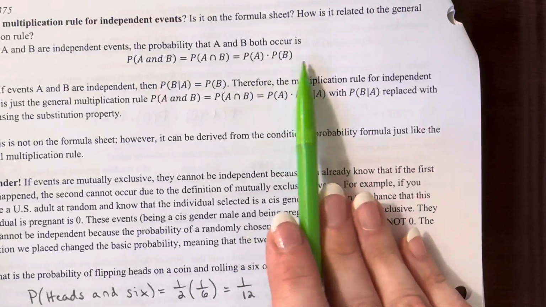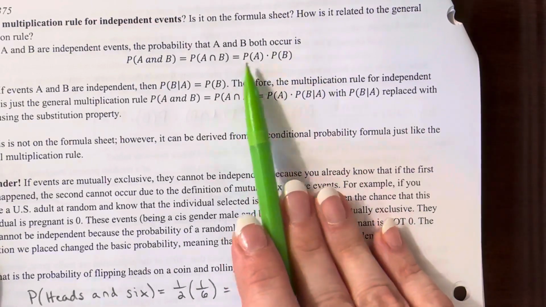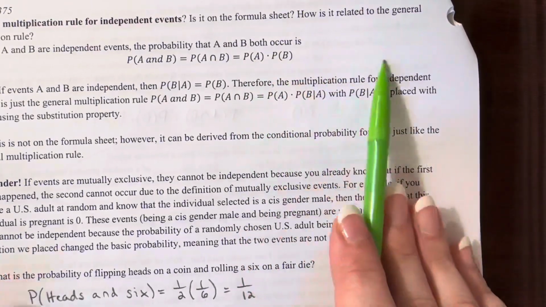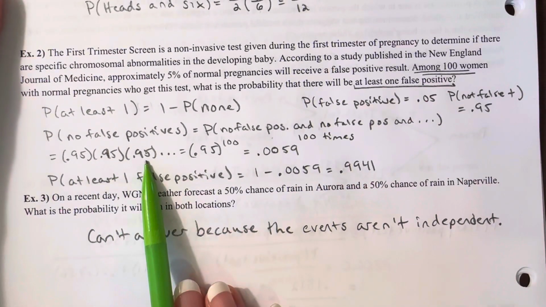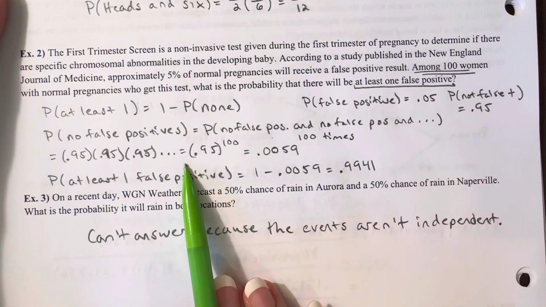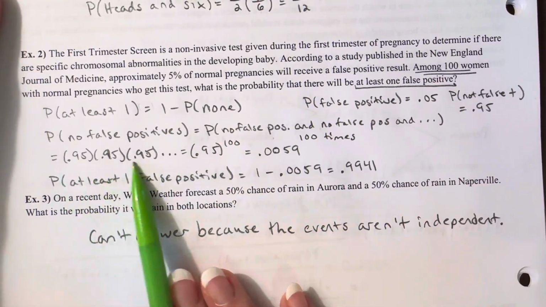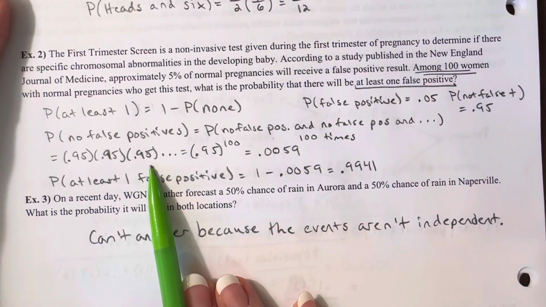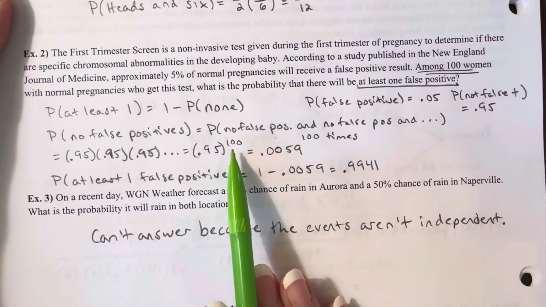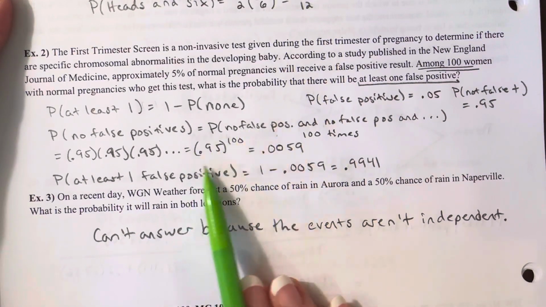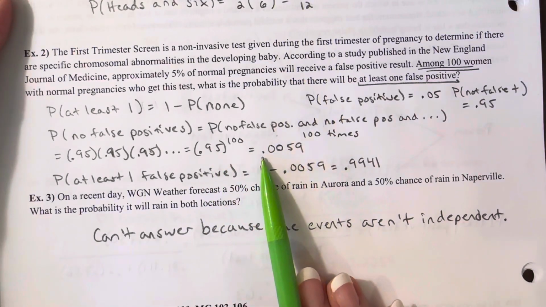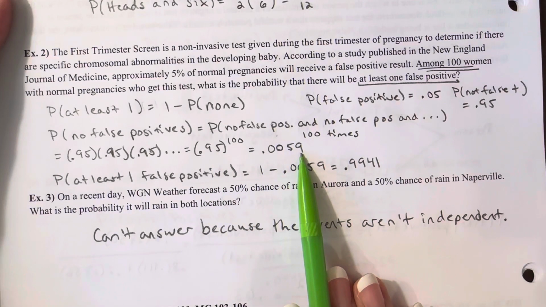So instead of just 2 things multiplied, you're going to have to multiply the same probability onto itself 100 times. So it's 0.95 times 0.95 times 0.95, 100 times, and repeated multiplication by the same number, that's what exponents are for. That's the definition of an exponent. So we're going to take 0.95 to the 100th power, and when you put that into your calculator, you get 0.0059.